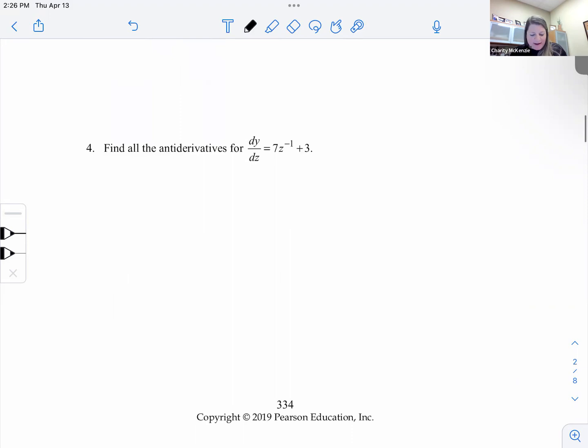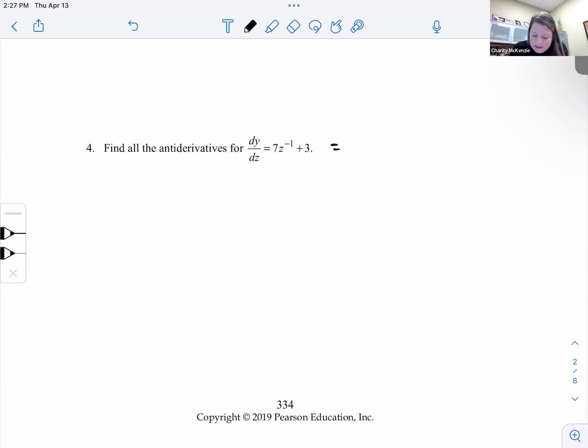Problem 4, they labeled it a little bit different. Find all the antiderivatives. So they're saying this is the derivative. So they're saying dy dz because it's got a z instead of an x, or it could be dy dx, right? If it was an x, we could use the prime symbol, but they're just showing you a different way to write it. They're saying, hey, that's the derivative. What's the antiderivative? So it's asking the same thing.